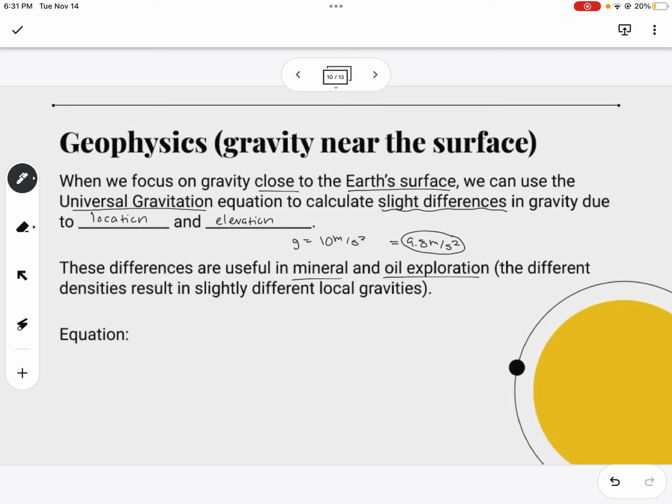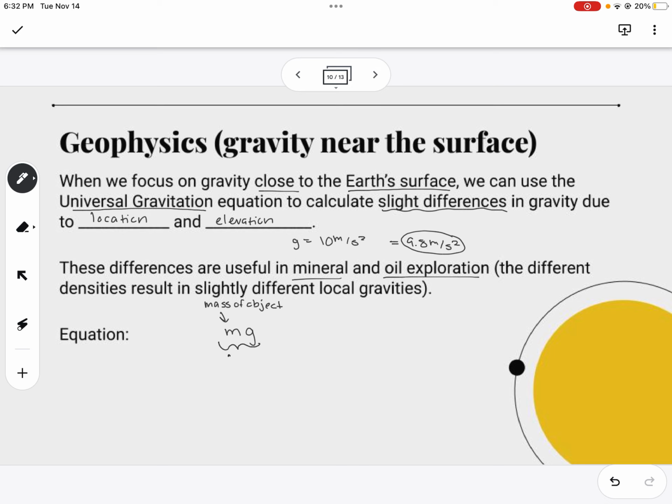So the equation that we're going to use to calculate local gravity is your law of universal gravitation. But instead of just F on the one side, you're going to use mg. So this is the mass of your object, that's just m. And then g, that's going to represent your local gravity. We've been using 10, or more accurately, it's 9.8. But now we're going to actually calculate for g and figure out what is your local gravity.